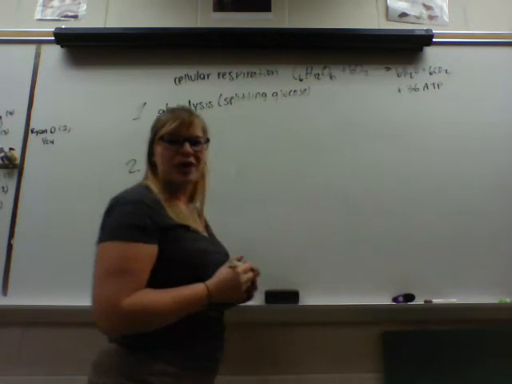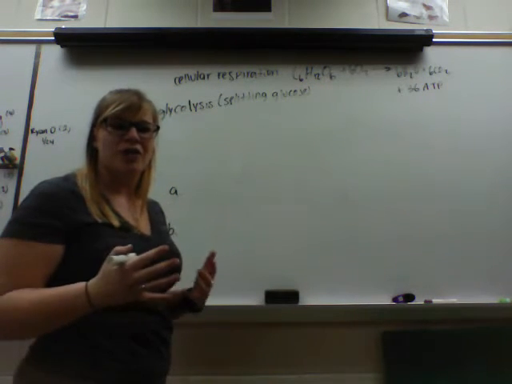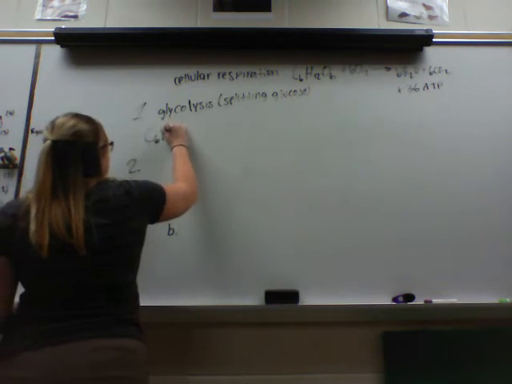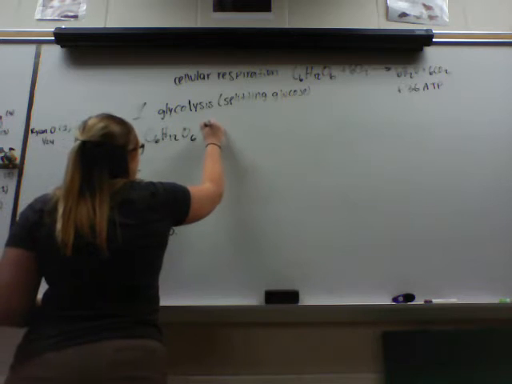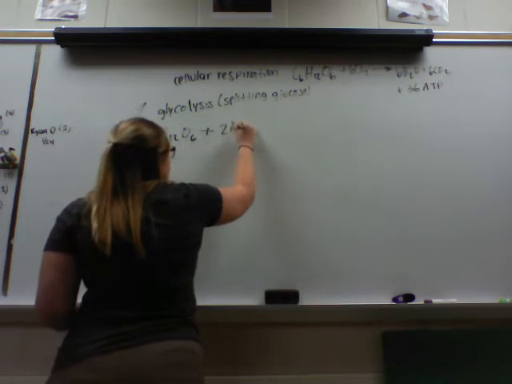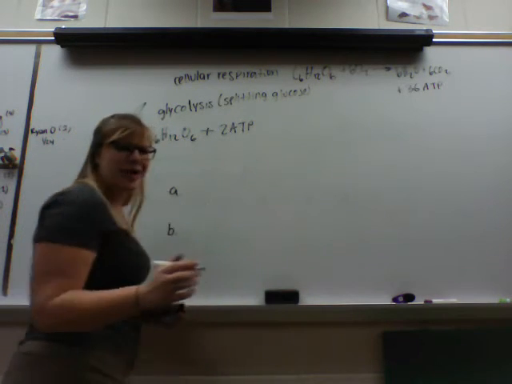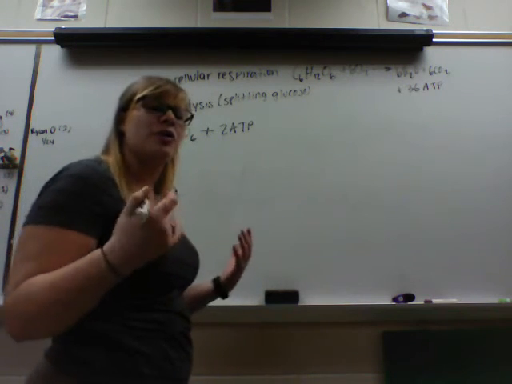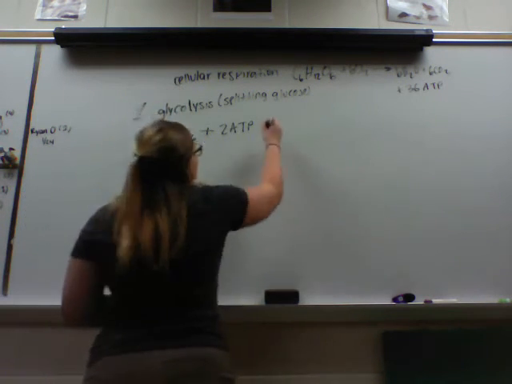Since we need to split glucose, that's the thing that we're trying to do with glycolysis. Glucose is the thing that goes into the equation. We also need 2 ATP in order to break it. A little bit of energy is needed to break the glucose and harness the energy that's inside of it.